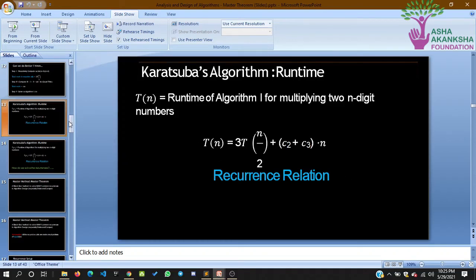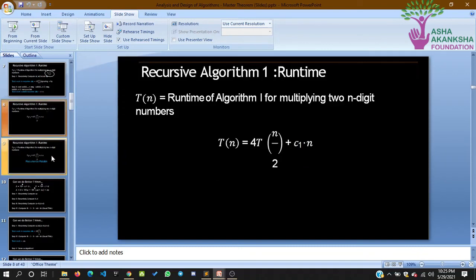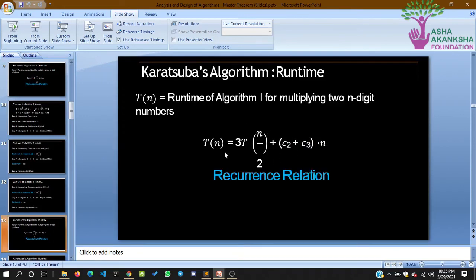When you compare it to the first version, in that case you can see that there are four recursive calls, and in the new version there are three recursive calls. So obviously this one is better. Basically, when we are comparing, we are just looking at the recursive part. This C2 plus C3 can be ignored because we can just take it as another constant C, and the work done outside the recursive calls will be the same in both cases.